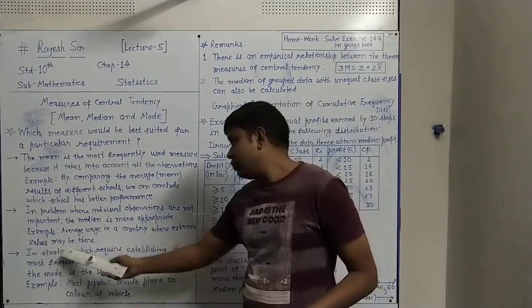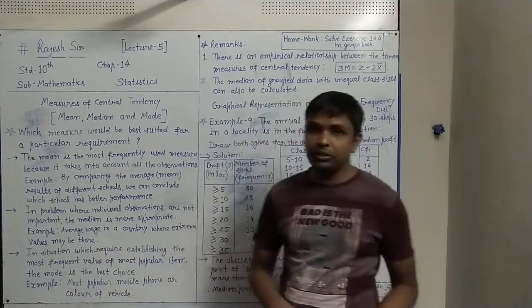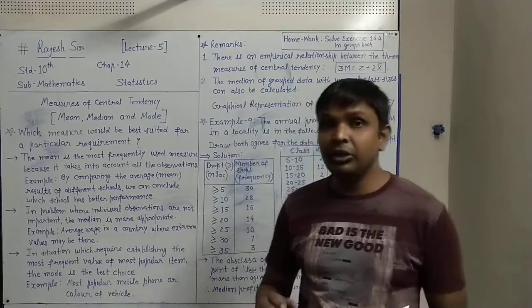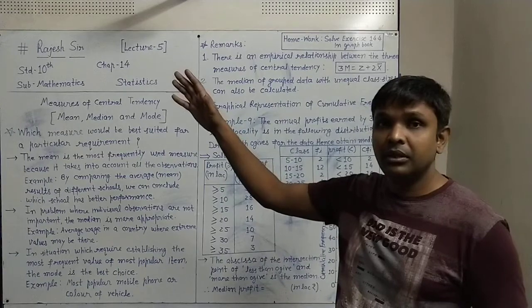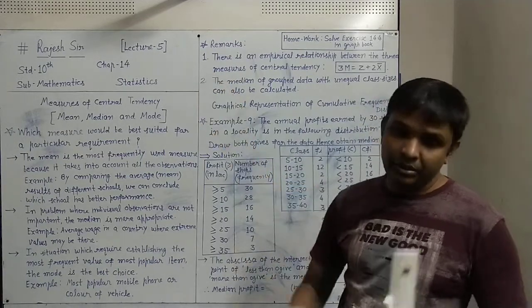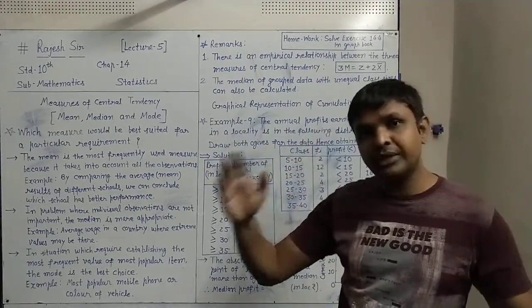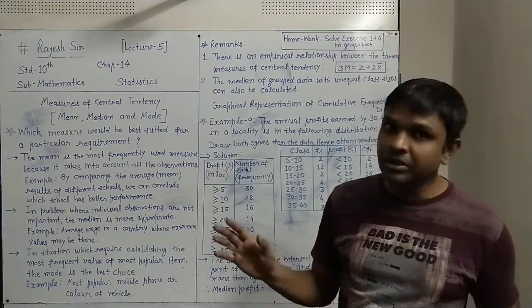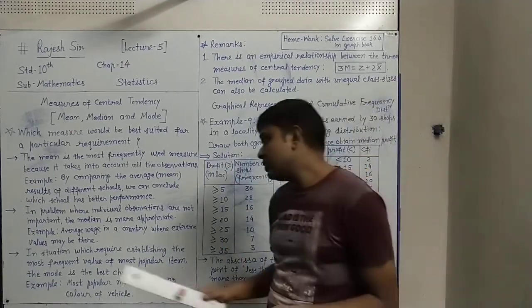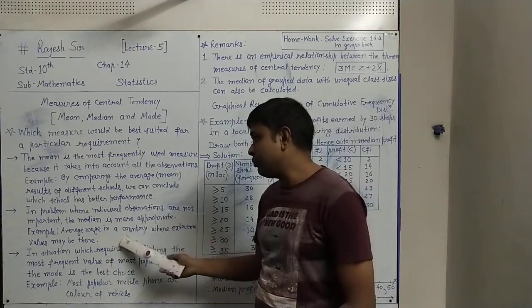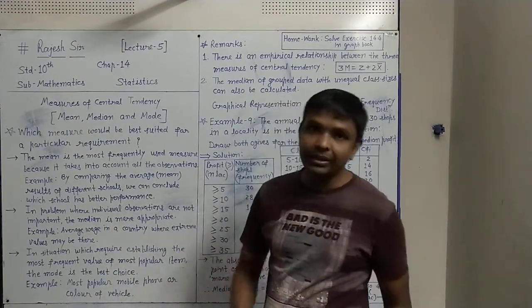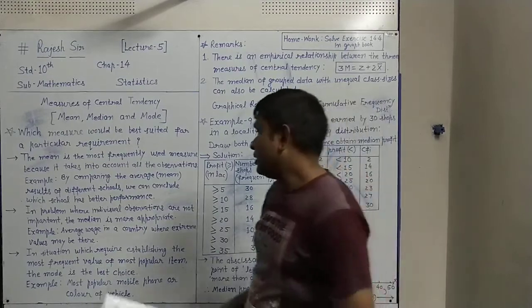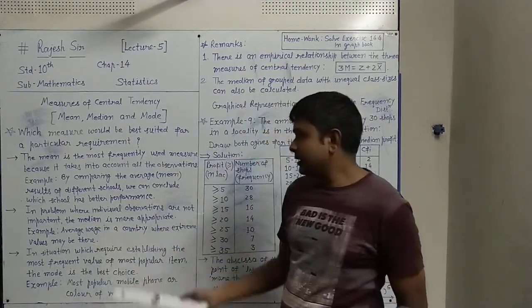Where extreme values may be there. Extreme values means, as I told, the highest wage and the lowest wage have such a drastic change between them, so much distance and difference between them. So you cannot take the mean in this type of problem. We have to go with the median, that will be appropriate. So this way we have to find the median in this type of situation.